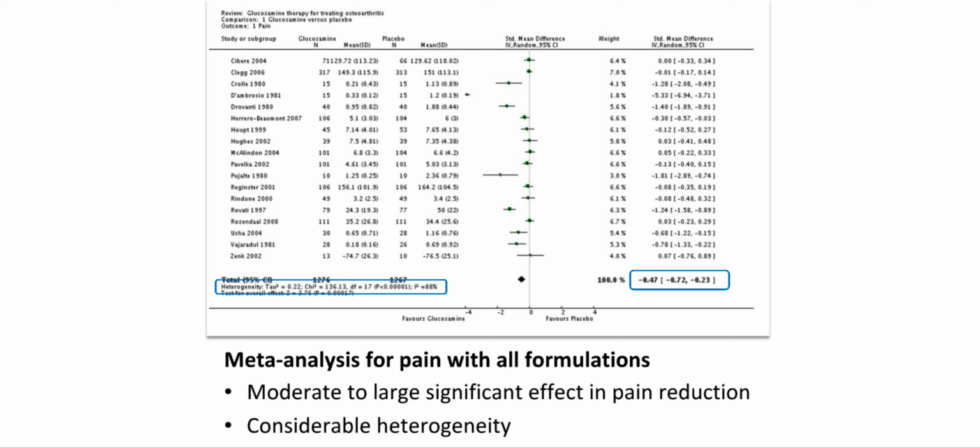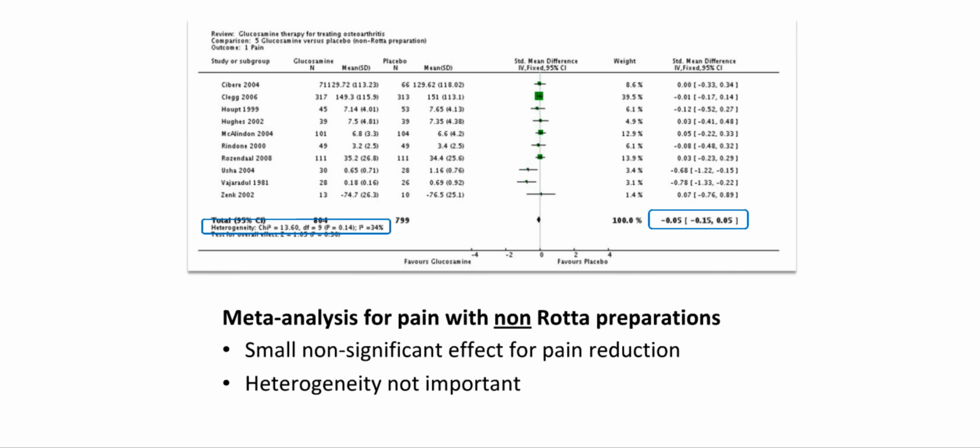While the meta-analysis for pain with all formulations would indicate a moderate to large effect in pain reduction, there is therefore considerable heterogeneity. One way to evaluate the heterogeneity is to look separately at the formulations. This slide shows a meta-analysis of the effect of non-Rotter glucosamine preparations on pain, and it may be suggested that for non-Rotter preparations, there is no important effect on pain, where heterogeneity is less important, indicated by smaller differences in the point estimates of effect, largely overlapping confidence intervals.